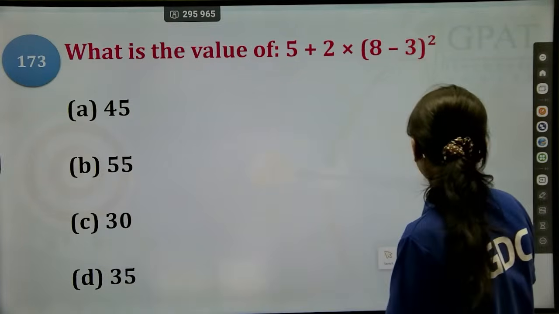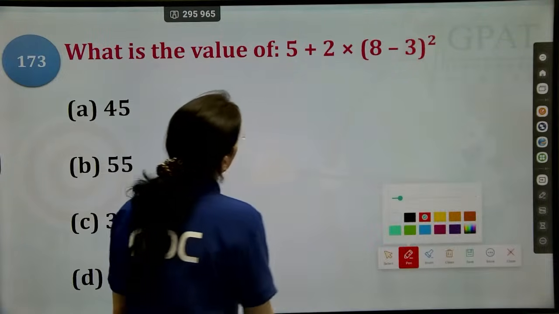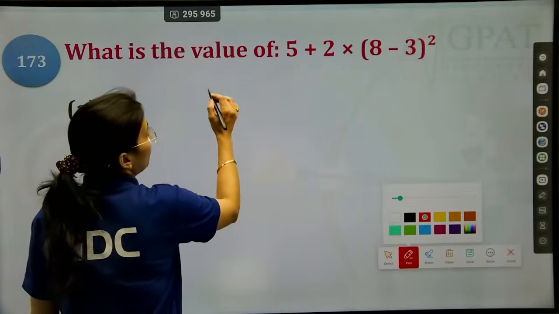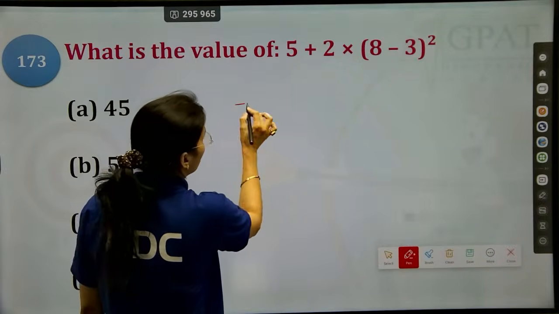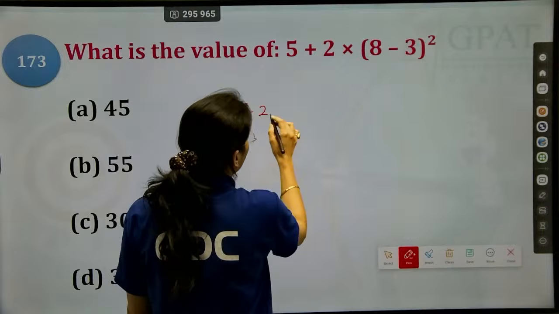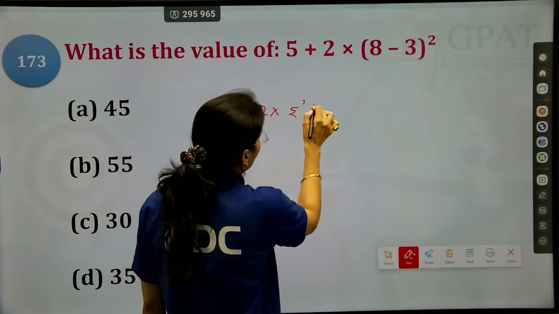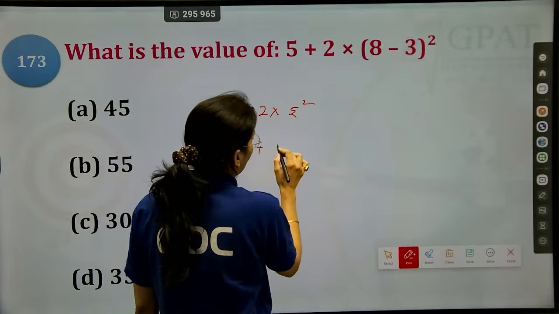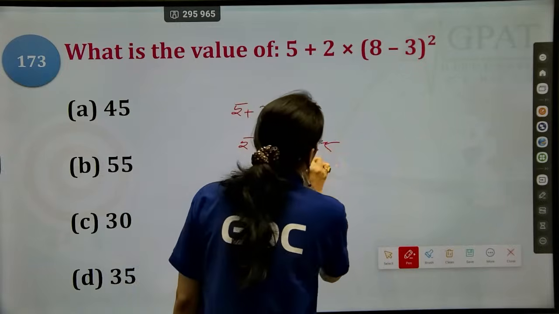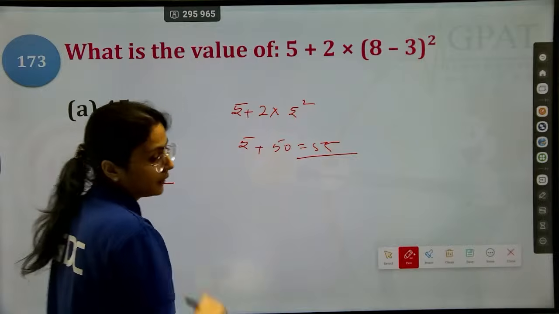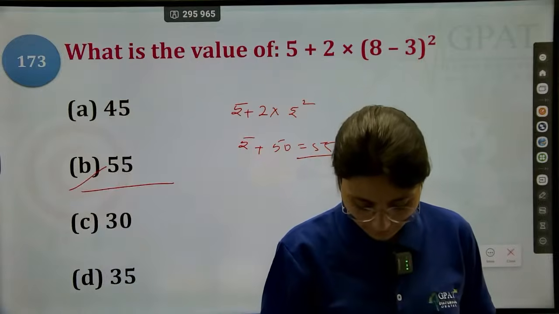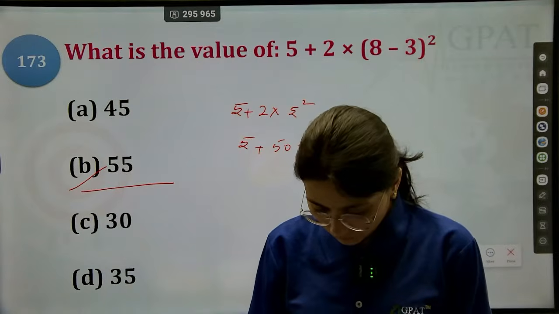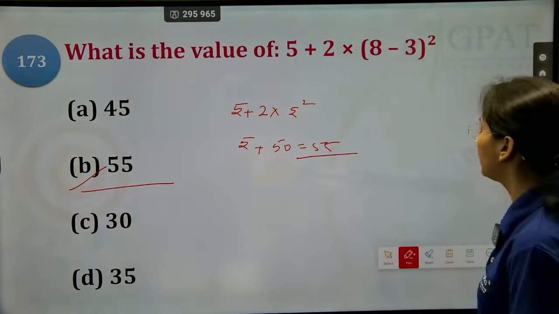Question number 1 is, you have to solve 5 plus 2 multiply 8 minus 3. With the help of BODMAS we can solve this question. First we solve our bracket. So the correct answer is 55. That is option number B. Option number B is correct.